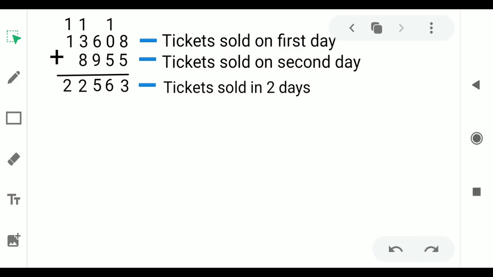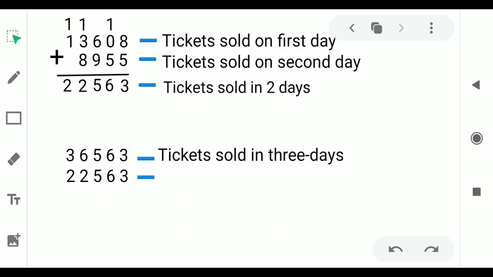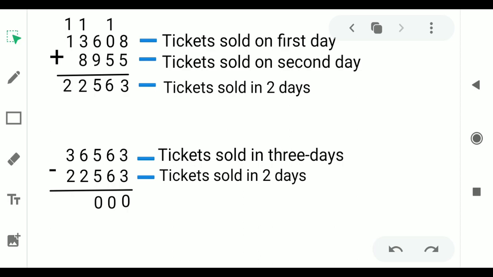Now if we subtract tickets sold in 2 days from 3 days, we get tickets sold on third day. So see here we write, then subtract the numbers. 3 minus 3, 0, 6 minus 6, 0, 5 minus 5, 0, 6 minus 2, 4, 3 minus 2, 1. So, how many tickets were sold on third day? 14,000 tickets were sold on the third day.